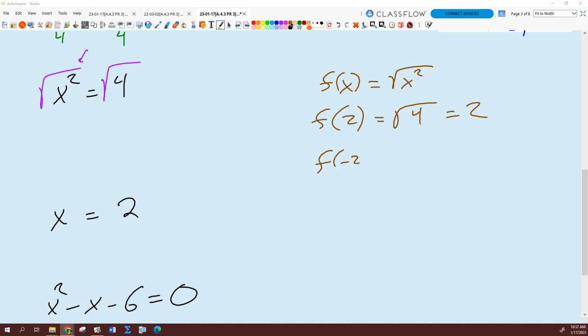Okay, how about this one though? What if I input a negative 2? Then I'm going to end up getting the square root of negative 2 squared. That's also the square root of 4, which is also 2. We've dealt with a function that does that, right? Think about this. What function have we worked with already? When I input 2, it would output 2, but if I input negative 2, it's going to make it positive 2.